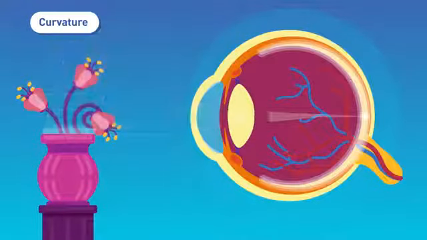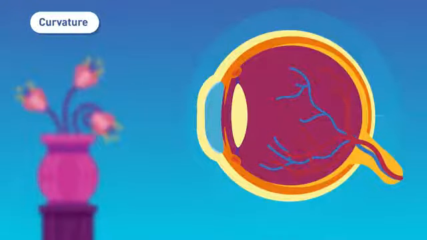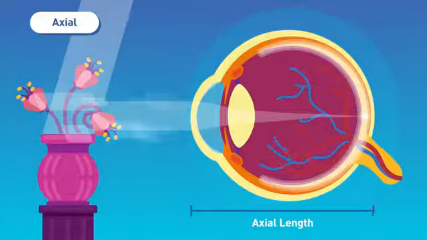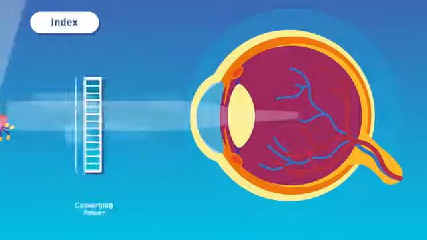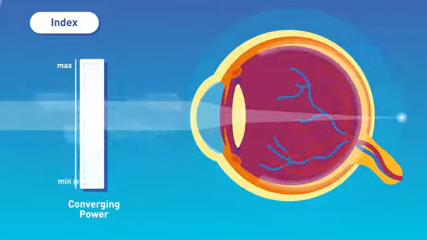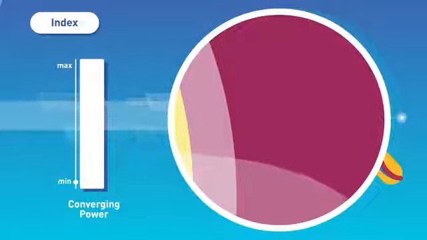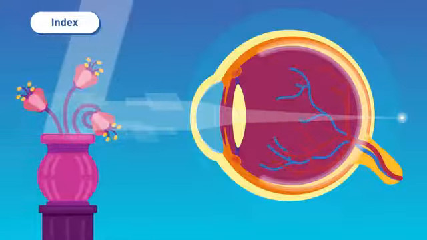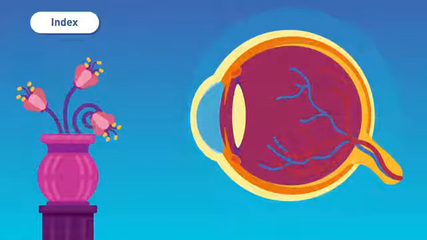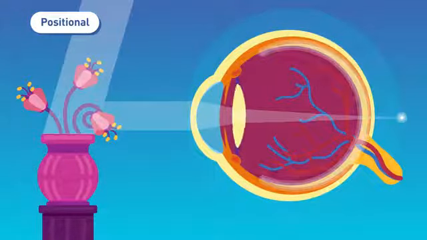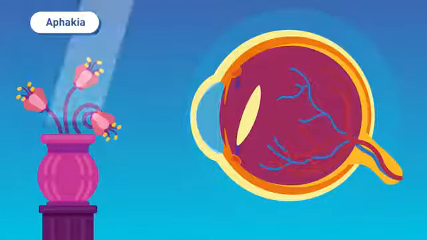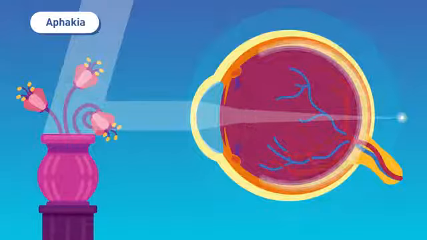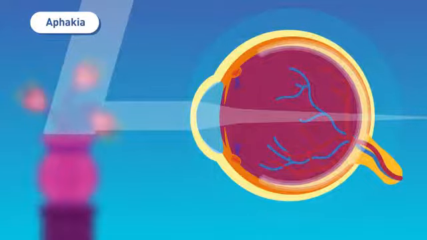Causes. One, curvature: curvature of the cornea or lens is flatter than normal. Two, axial: short axial length of the eye. Three, index: decrease in refractive index, i.e., light bending, focusing power of the lens, e.g., in cortical cataract. Four, positional: posterior displacement of the lens, e.g., after trauma. Five, aphakia: absence of the lens in the eye, therefore the eye cannot focus light rays on the retina.